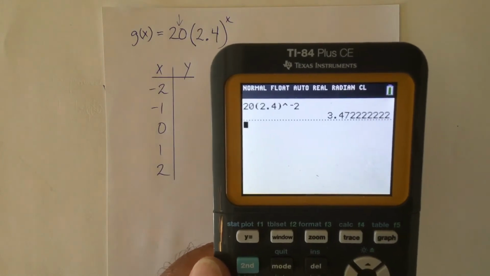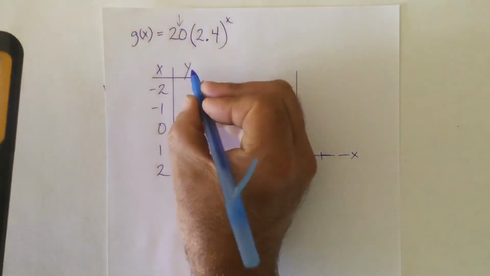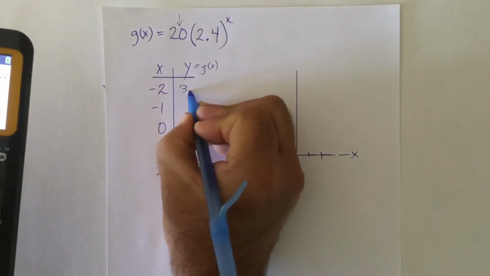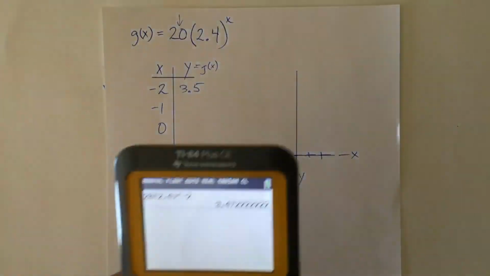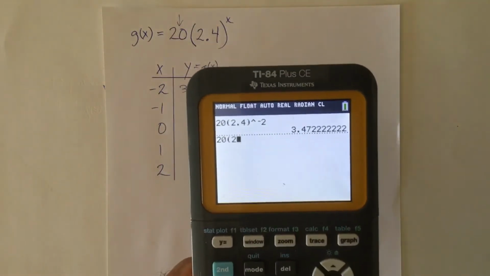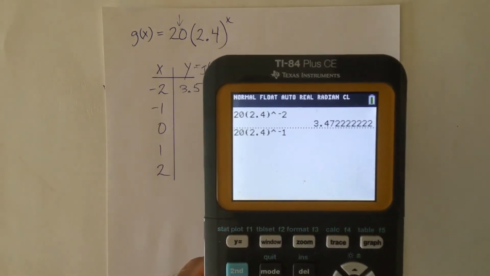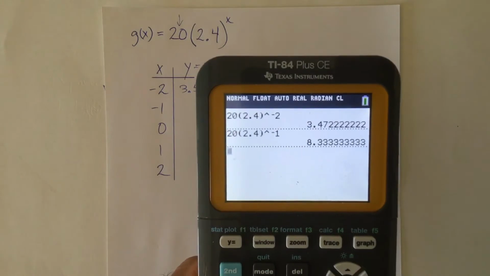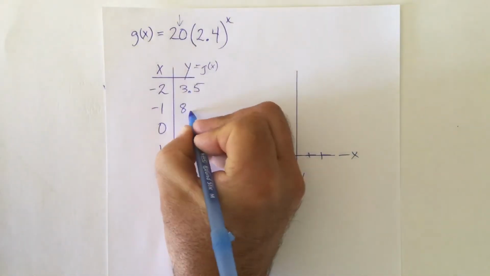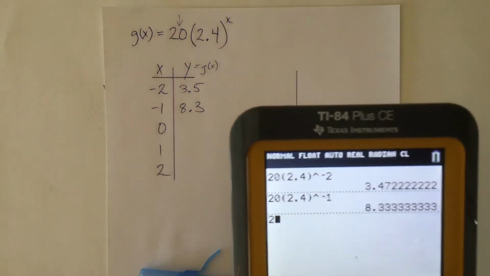I'm going to call the output the y value, or in this case, they're using g of x. I guess I could have said g of x. 3.5. Let's call that thing 3.5. Let's do the next one. I'm going to do 20 parentheses 2.4 to the power of -1. What am I going to get? 8.3 repeating. Let's just call it 8.3.